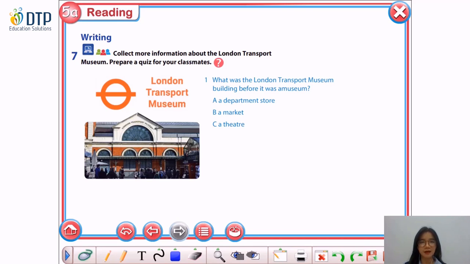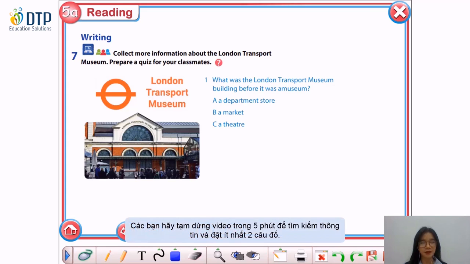For this exercise, you should come up with at least 2 quizzes. Let's pause the video here and spend 5 minutes searching the information and preparing your quiz.